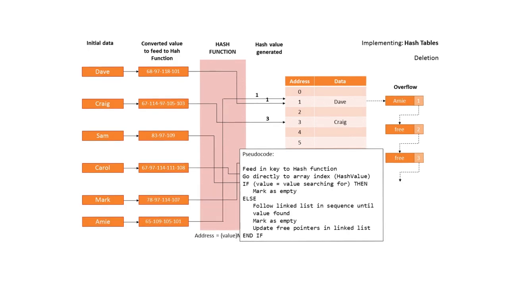Again, the code for deleting from hash tables is quite simple. We feed the key into the hash function. We go directly to the array index from the hash value generated. If the value we want to delete is the value we're searching for, then we mark it as empty. Otherwise, we follow the linked list in sequence until the value we want is found, and we mark that as empty. We would then need to update any free pointers in our linked list.